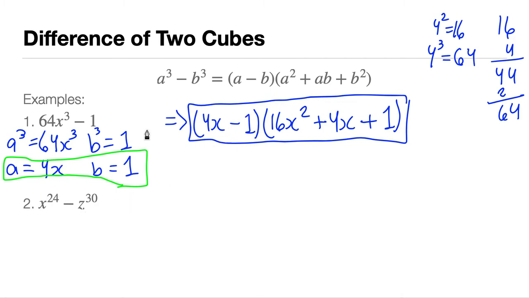How about this for number 2? This is our a cubed, which is a perfect cube. This is also a perfect cube itself. So our a cubed is x raised to 24. Our b cubed is z raised to 30.